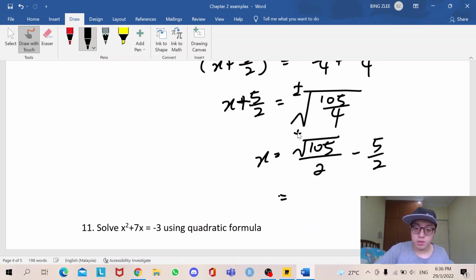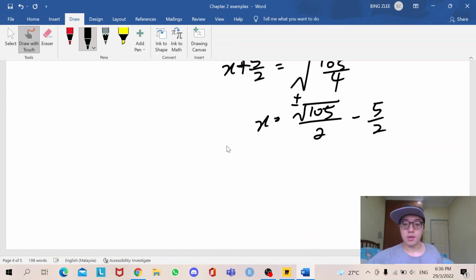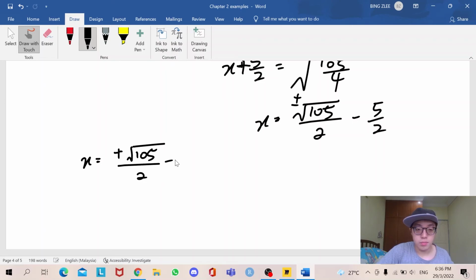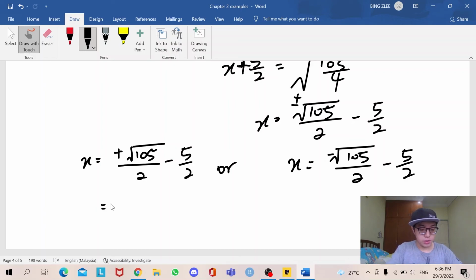This must be plus minus, and I need more space here. Okay. So from here, x can be equals to positive root 105 over 2 minus 5 over 2, or x is equals to negative root 105 over 2 minus 5 over 2. All right.